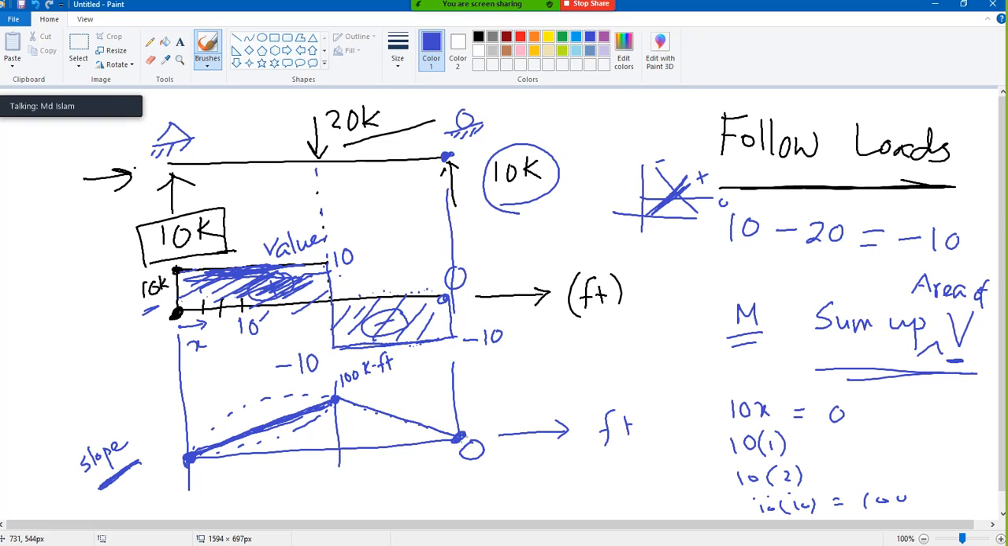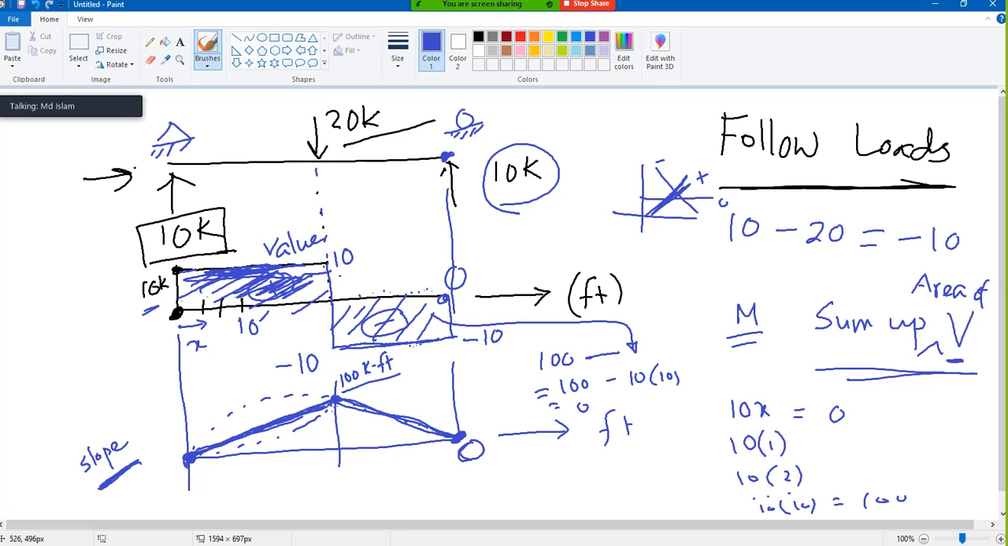Now check. My moment here was 100. Okay, write down 100 minus this area, minus this area. So what is this area? 100 minus 100 times 10 equals 0. So if you sum up the area, you know that there is a 0 here. So in this way we will come back to here. So that is my moment diagram.